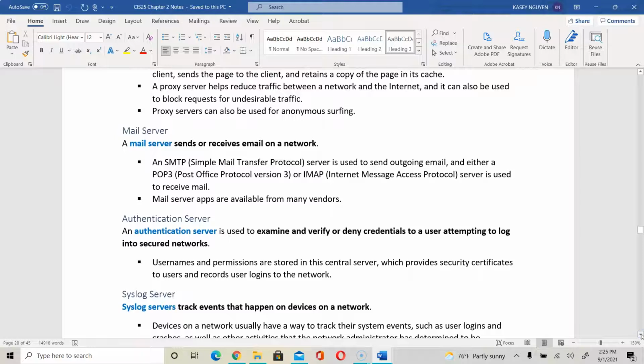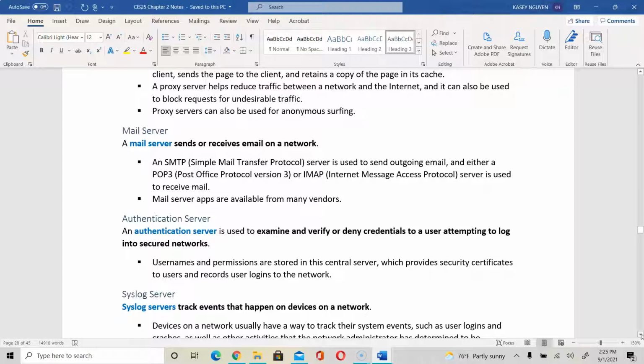Mail server is used for sending and receiving mail on the network. We can use protocols like SMTP, POP3, and IMAP to be able to manage sending and receiving mail, and that is through our app.